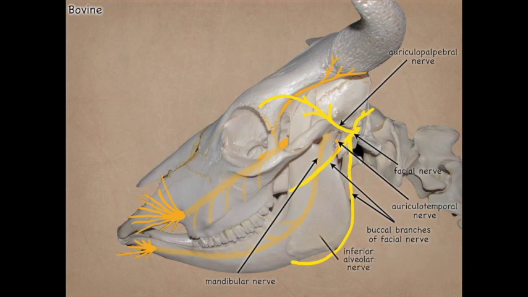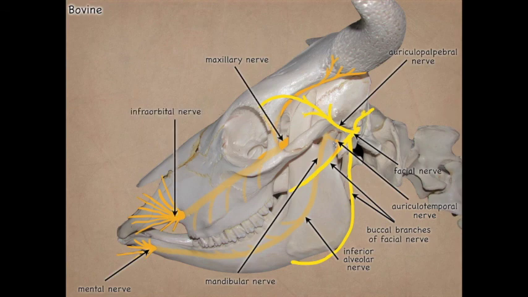Inferior alveolar nerve coming off the mandibular nerve as well. The mental nerve here. Here's the maxillary nerve, giving rise to the infraorbital nerve. And then coming out the zygomaticotemporal nerve, which is from the ophthalmic division of the trigeminal, we find the cornual nerve. Cornual nerve, as it implies, is going to go to the horns.